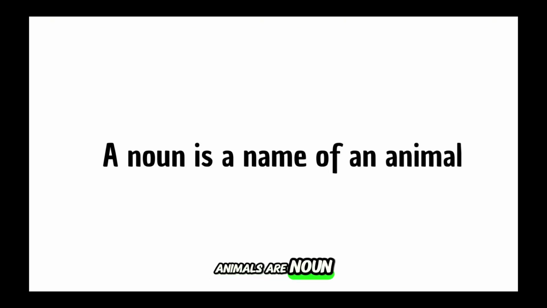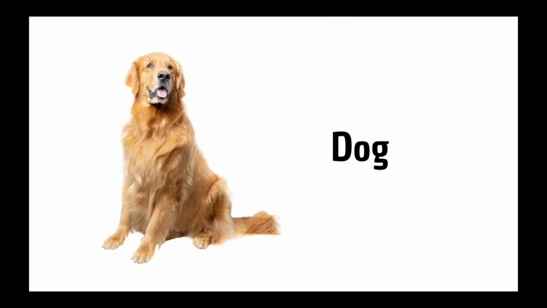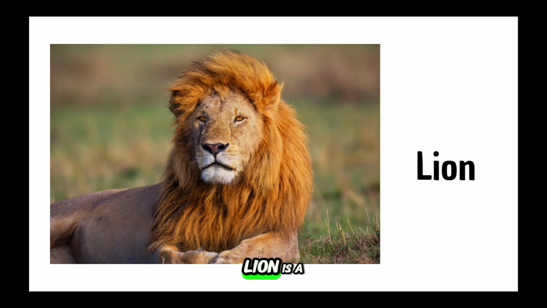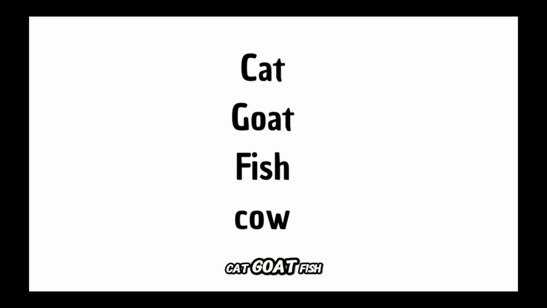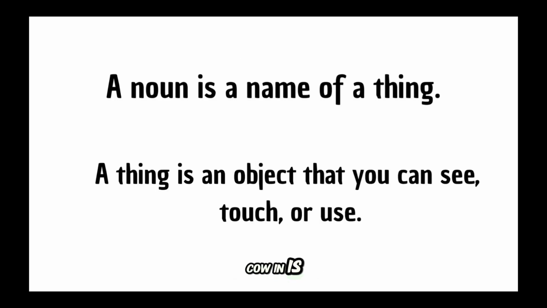Animals are nouns. Dog is a noun. Lion is a noun. Bird is a noun. Cat, goat, fish, cow. A thing is an object that you can see, touch, or use.